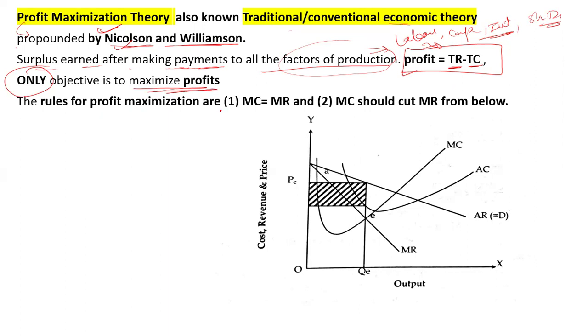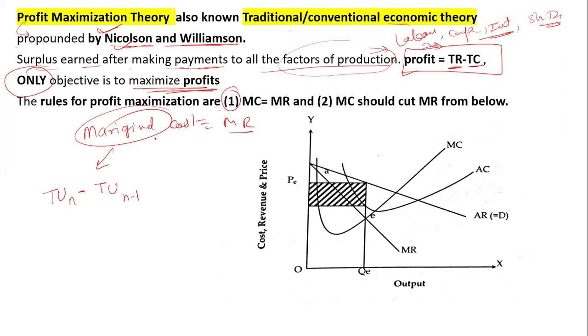The rules of profit maximization, two rules are given over here. One is that marginal cost equals marginal revenue. Now the question is, what is marginal? Marginal means, from the total units, if you add an additional unit, the cost of that additional unit is the marginal cost. So whatever cost you pay for the additional unit, the word additional is used in marginal. When marginal cost equals marginal revenue, whatever cost you pay equals the revenue you get, and in that case you have reached maximum profit. And the next thing is that the marginal cost curve should cut MR from below. Here you see, a diagram is given over here.